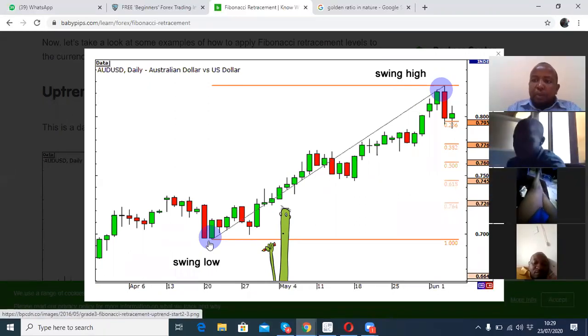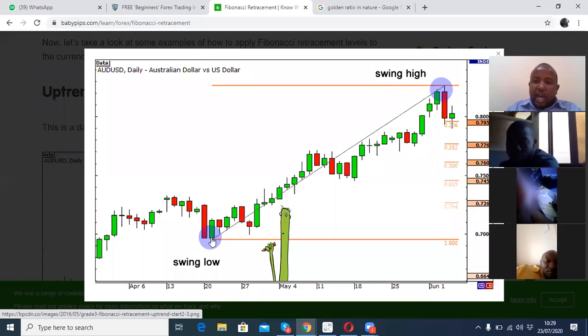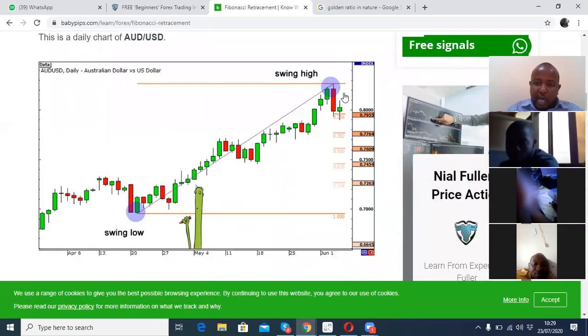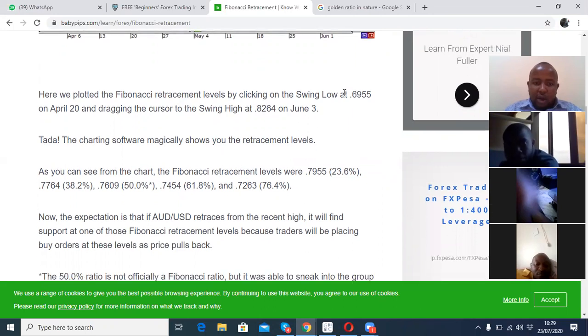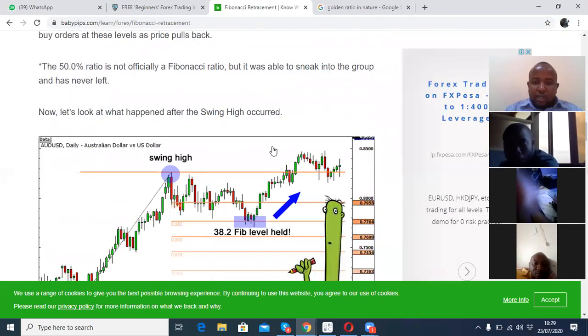So the first important thing is to identify our swing low and our swing high. So this is our swing low. Our swing low is the lowest point that we reached. Then our swing high is the highest point that we reached. So here we plot the Fibonacci retracement levels by clicking on the swing low and the swing high. So this is how we plot them. So this is the example.